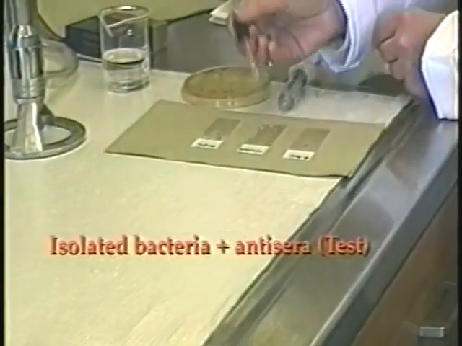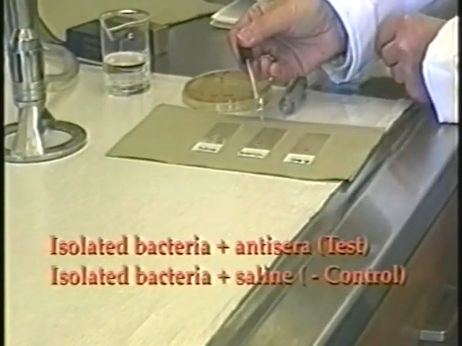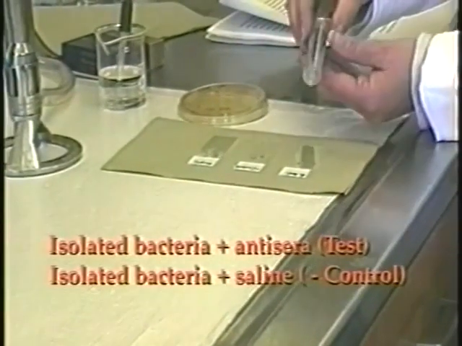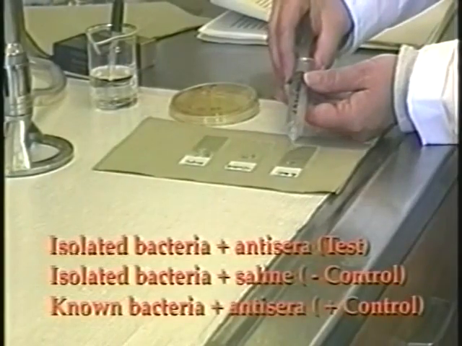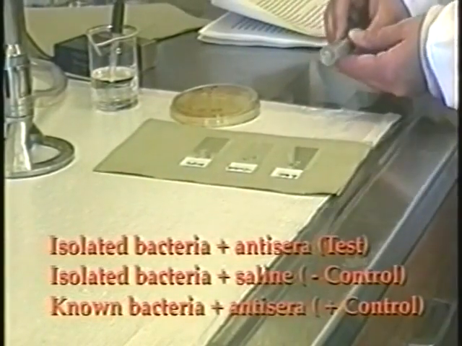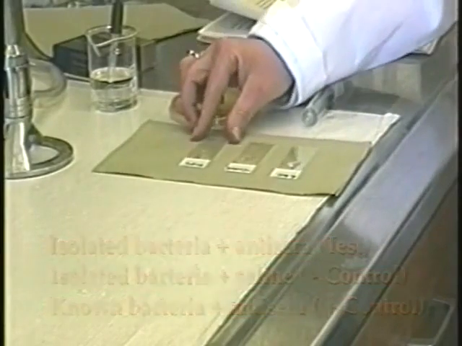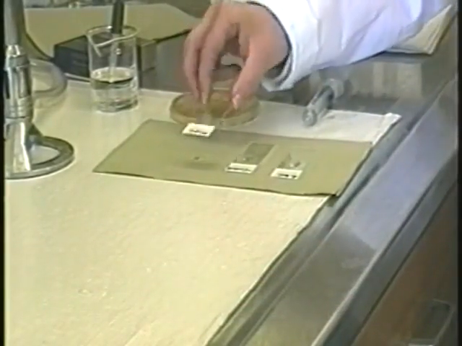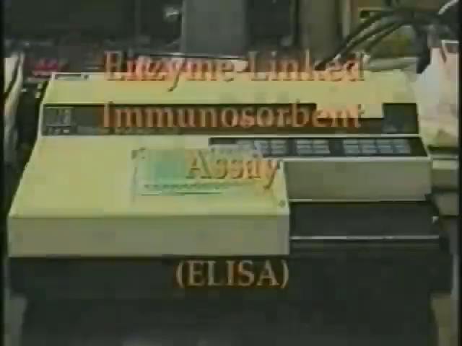For a negative control, add a drop of saline to a similar suspension of bacteria. For a positive control, add the antisera to a known suspension of the suspected bacteria. Gently mix the bacteria and antisera by rocking the slide for 2 to 3 minutes. A positive reaction is indicated by clumping of the cells, which can be seen using the naked eye by holding the slide over a dark background or by viewing with the microscope at low magnification.